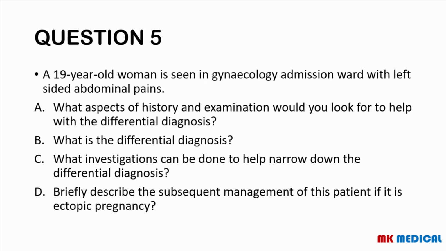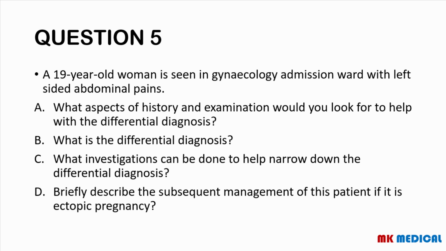Then what is the differential diagnosis? So this could be an ectopic tubal pregnancy. This could be gastroenteritis. It could be intestinal obstruction. It could be mid-cycle pain, which is known as mittelschmerz. It could be a spontaneous abortion. It could be a ureteric colic, which is a ureteric stone.